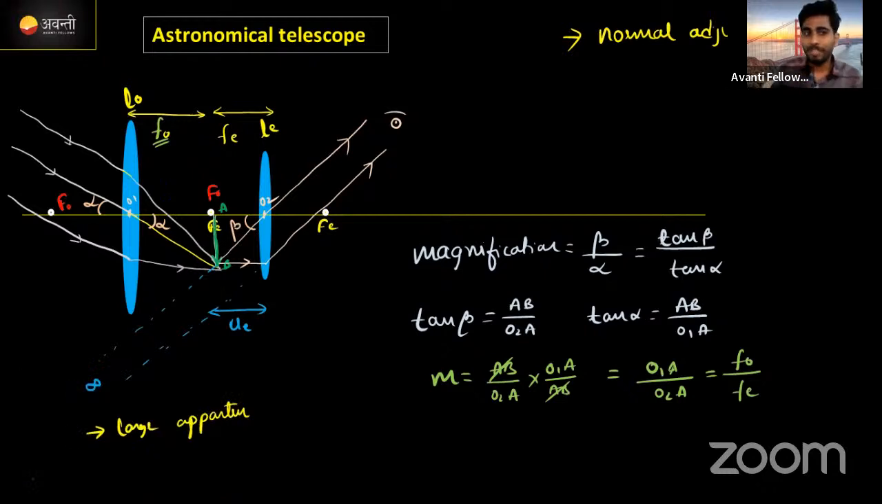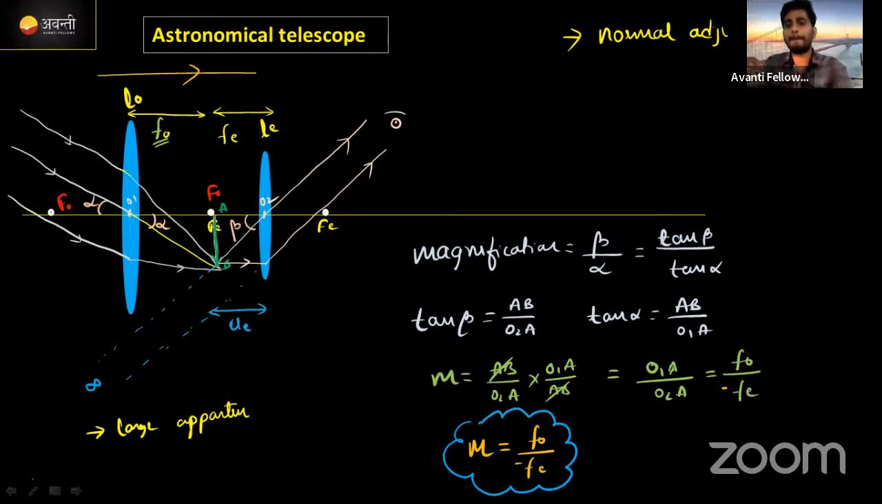For the first focal length, it will be in this direction, the light traveling direction. That's why positive. For the eye lens, the focal length, we have to take opposite to the incident light direction. Incident light is in this direction, correct? We need to move to the opposite side, then it will become minus. Hence the magnification obtained is f0 divided by minus fe. This is the magnification for the normal condition. For the normal condition, the magnification is this. Clear? Hope it is clear. Let me know quickly.